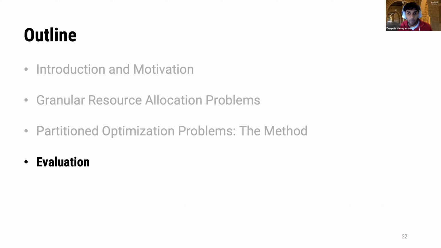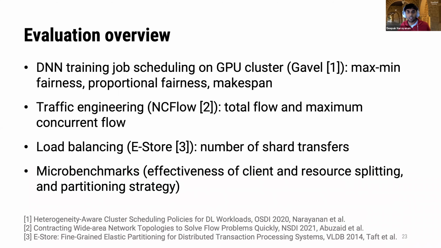Let's now see how POP does in practice. We evaluated POP on 3 different domains: DNN cluster scheduling using the problem formulations from the Gavel research system, which appeared at OSDI last year; traffic engineering using the problem formulations from the NCFlow research system, which appeared at NSDI earlier this year; and load balancing for a distributed database using a formulation similar to the one used in the E-Store research system, which appeared at VLDB.